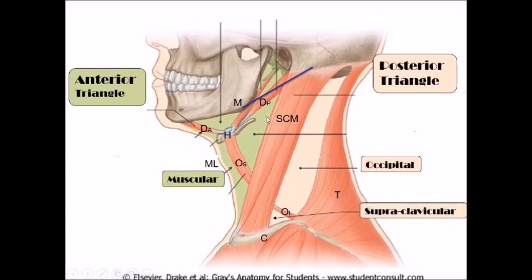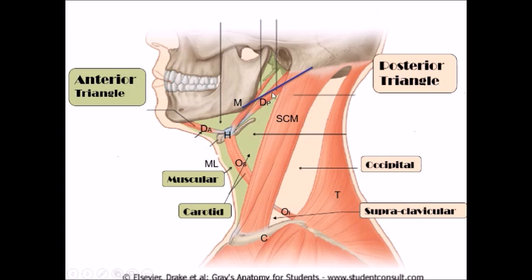Going to the next triangle, the most important triangle in this region is the carotid triangle. This is the carotid triangle here, which is the most important triangle. What are the boundaries here? Posteriorly we have the sternocleidomastoid muscle; the anterior border of the sternocleidomastoid will form the posterior boundary. Superiorly and anteriorly we have the digastric muscle. Which belly? The posterior belly.